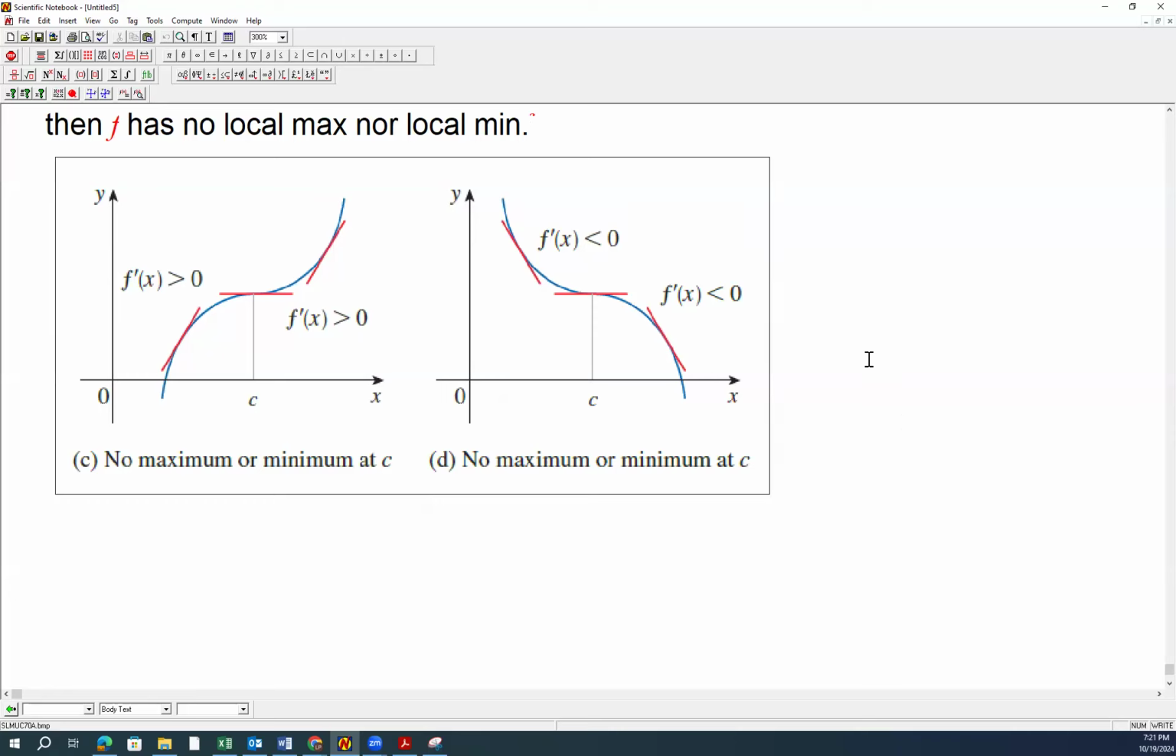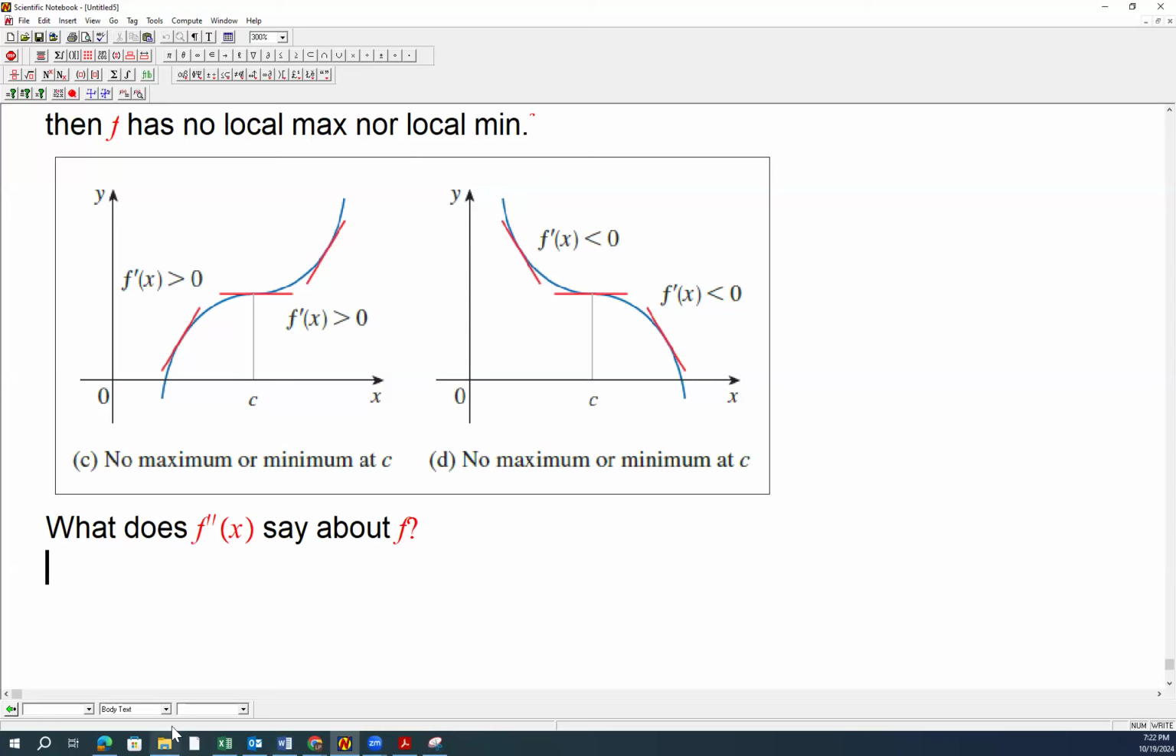Okay, so that's about the first order derivative. Let's talk about second order derivative, right? What does second order derivative say about f? All right, so the next title would be, what does second order derivative say about f?